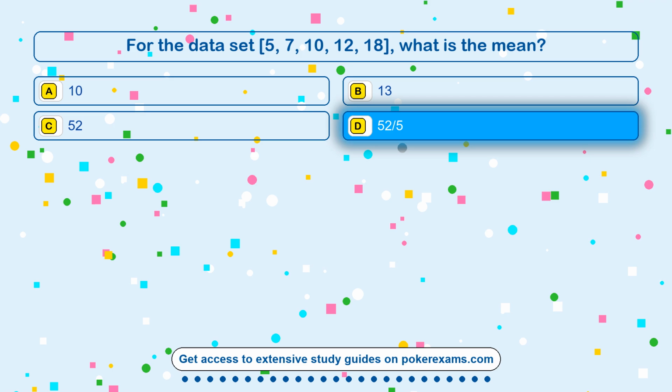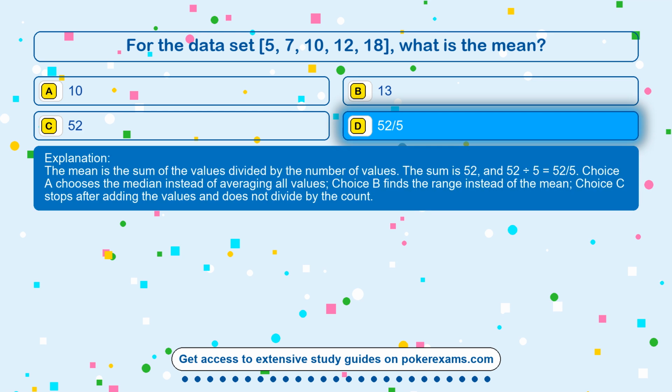The correct answer is option D, 52/5. The mean is the sum of the values divided by the number of values. The sum is 52, and 52 divided by 5 equals 52/5. Choice A chooses the median instead of averaging all values, choice B finds the range instead of the mean, choice C stops after adding the values and does not divide by the count.